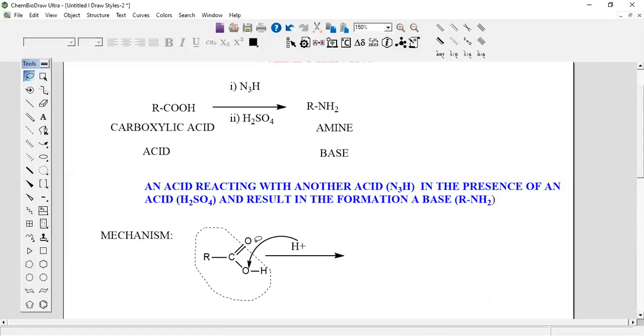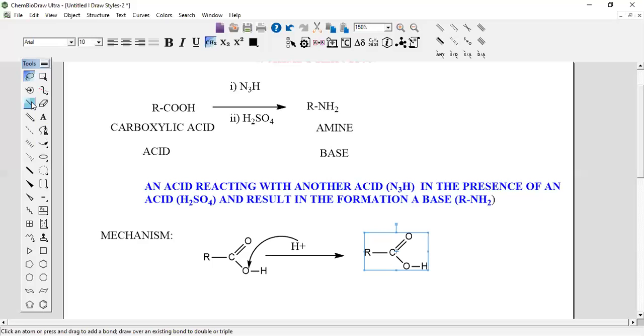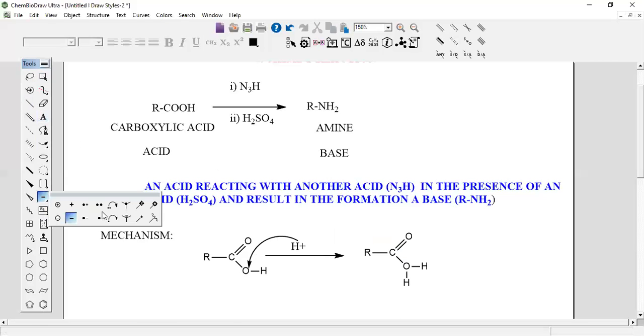So what happened here? This OH will be protonated like this. How will it be protonated? One more hydrogen is added here. Whenever you get this proton, the oxygen will get the positive charge. And because this oxygen has the positive charge, what happens?